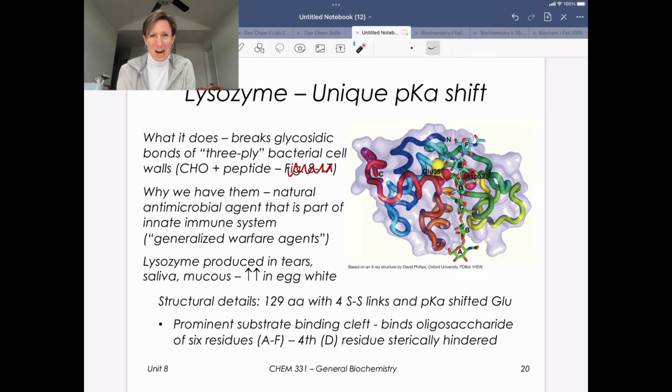All right, are you ready? Here comes lysozyme. And lysozyme is unique because it is going to have a residue that has a pKa shift, so an atypical protonation state based on what we might expect.